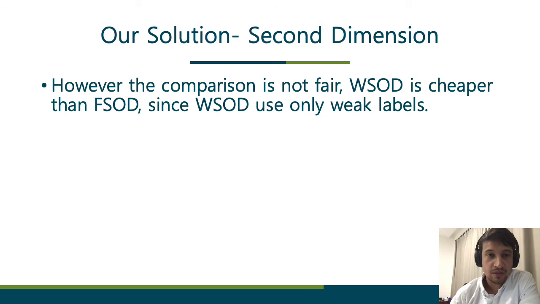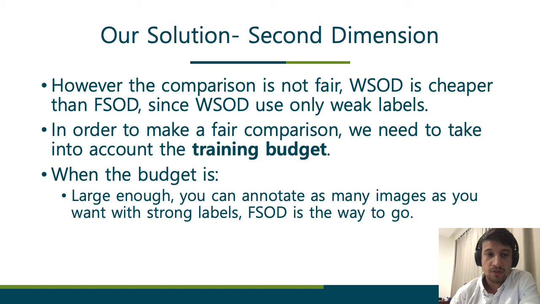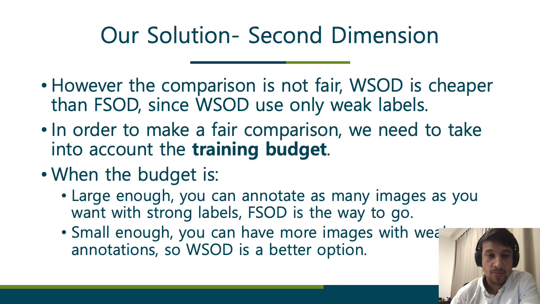However, this comparison is not fair, because weak labeling is cheaper than full labeling, and in weakly supervised we only use weak labels. To make this comparison fair, we need to take into account the training budget. When the budget is large enough, one can annotate as many images as one wants with strong labels, and then fully supervised is the way to go.